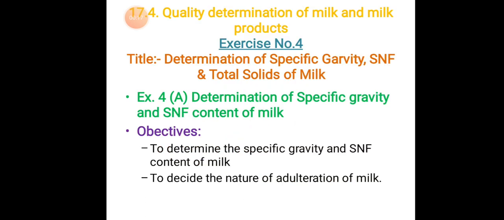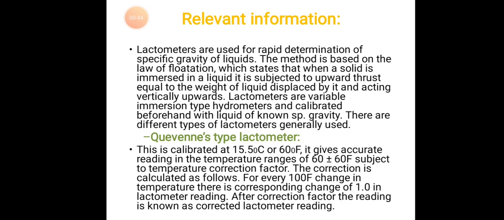Today we will see practical 17.4, quality determination of milk and milk products, under exercise number 4, determination of specific gravity, solids not fat and total solids of milk. Under that, A, determination of specific gravity and solids not fat content of milk. Objectives of this practical: to determine the specific gravity as well as the solids not fat content of milk, and to decide the nature of adulteration of milk.